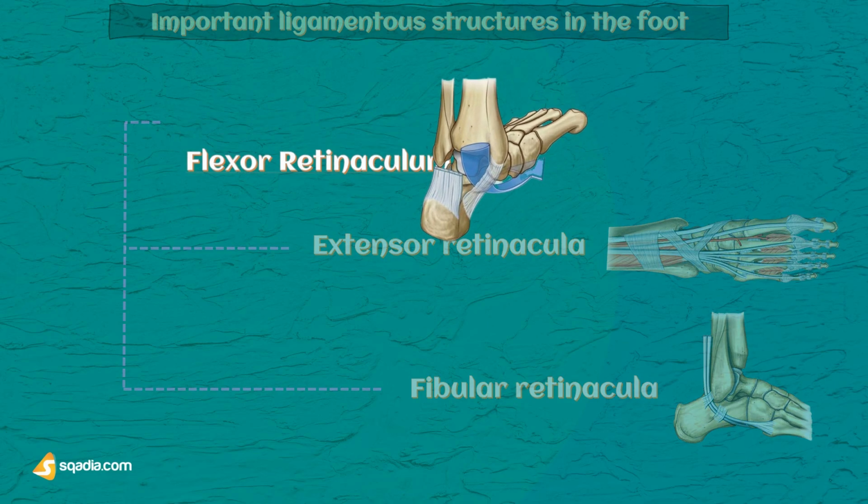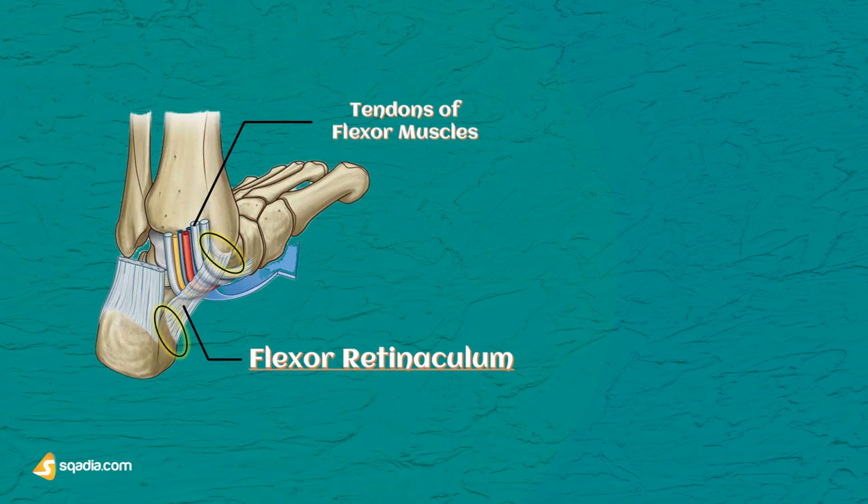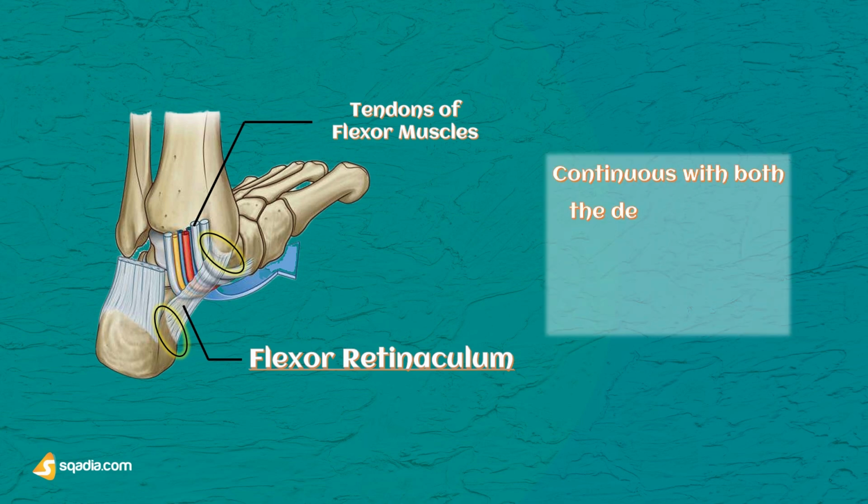Flexor retinaculum. The flexor retinaculum is a fascinating anatomical feature that plays a crucial role in the movement and function of the foot. This strap-like layer of connective tissue not only attaches to important bones in the foot, but also serves to convert grooves on the bones into tubular channels for the tendons of the flexor muscles. These channels are then surrounded by synovial sheaths, which facilitate the free movement of the tendons. What's particularly interesting about the flexor retinaculum is that it is continuous with both the deep fascia of the leg and the plantar aponeurosis of the foot.